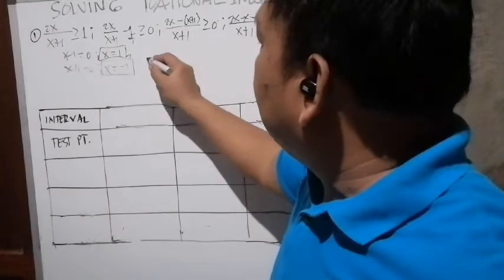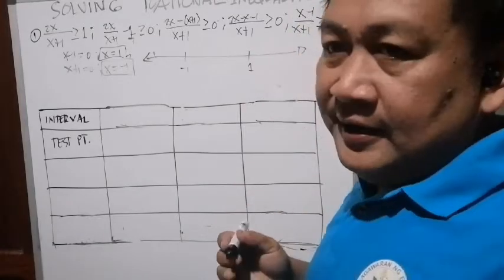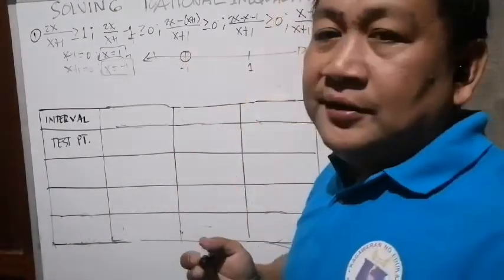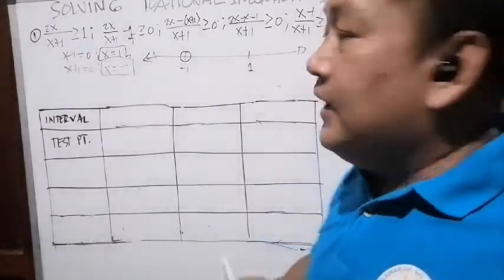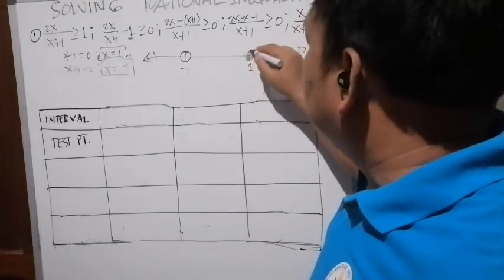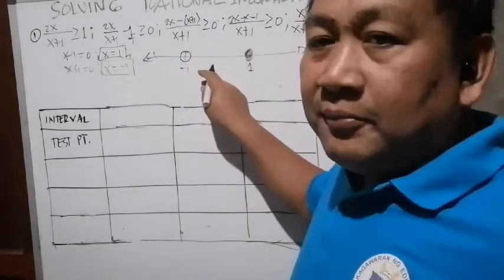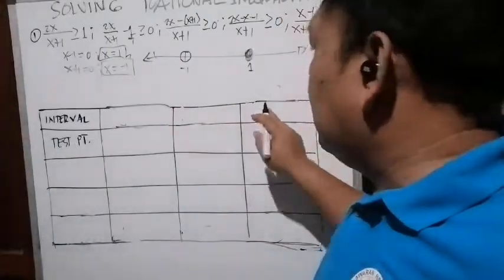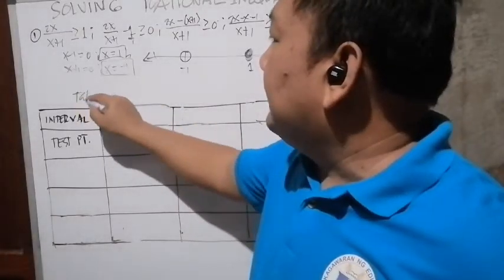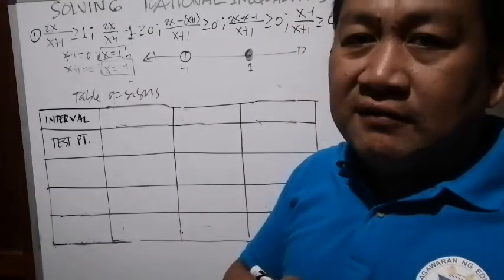So representing that using our number line, it would appear like this. So negative 1, positive 1. And then since negative 1 is not a solution to the given rational inequality, we're going to assign a hollow circle. And then since 1 is a zero to the given rational inequality, we're going to use a solid circle. Okay? So out of this, we're going to come up with intervals in order to assign to our columns or headers in our table of signs. We call this one the table of signs. Okay? Table of signs, one way of identifying the solution set of a given rational inequality.